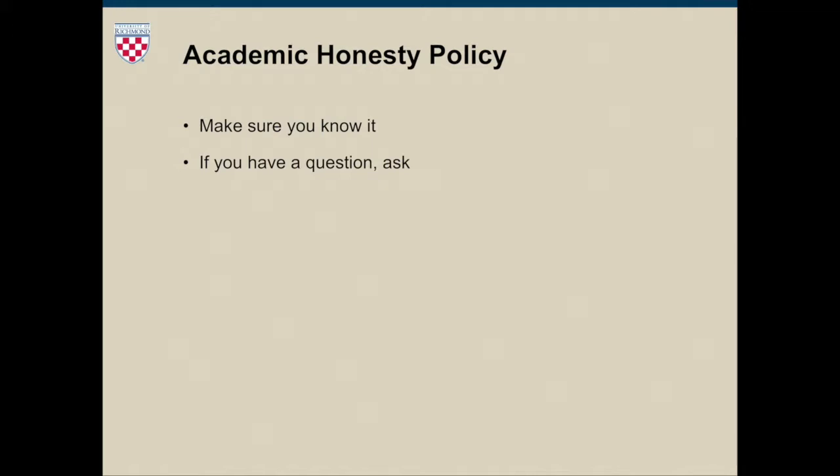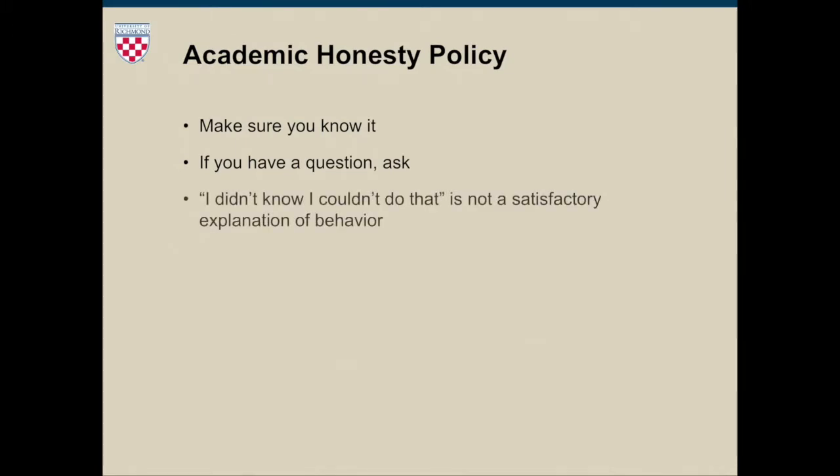But if you engage in a behavior that compromises the academic honesty policy, then that becomes an entirely different set of circumstances. And just keep in mind that if you engage in behavior that crosses the line, a response from you along the lines of "I didn't know I couldn't do that" is not a satisfactory explanation of behavior. So think of it this way: if you were driving a car and you ran a red light and the cop pulled you over and you said, I didn't know a red light meant to stop, the cop wouldn't take that too seriously, right? So if you're in college, you are expected to know what plagiarism is. You're expected to know the academic honesty policy. And so claiming that you didn't know that something crossed the line is not a very good defense.